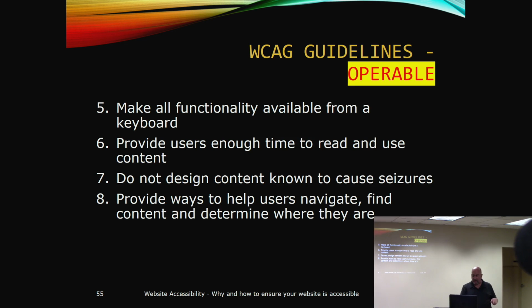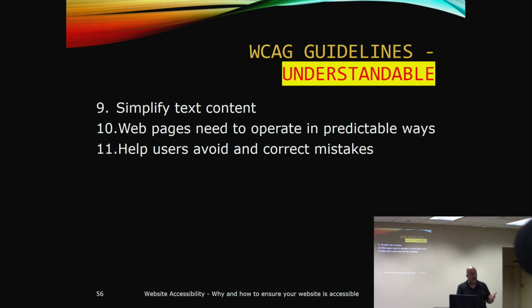Provide ways to help users navigate, find content, and determine where they are. That's operable. That's, again, navigation, headers, footers, and things like that. Understandable: simplify text content. It doesn't have to be robust. Make it simple. Make it easy to read when you hear it. It has to be predictable, top down, left, right, as we said. And help users avoid and correct mistakes.